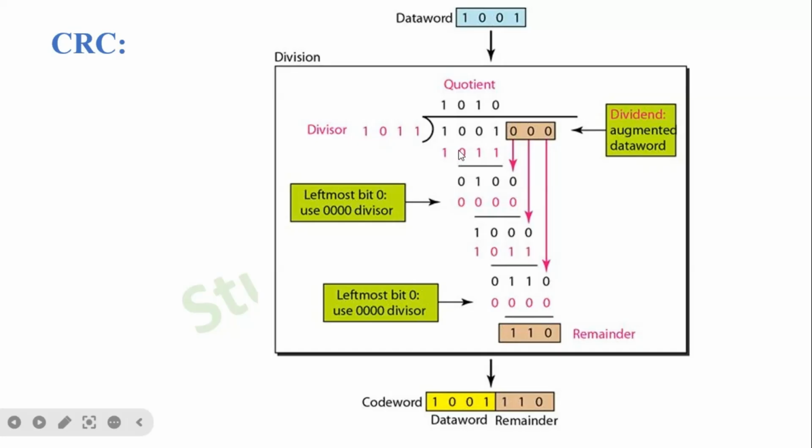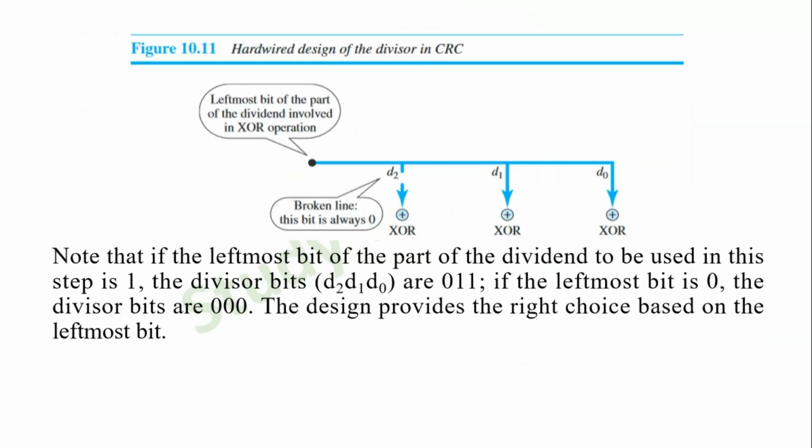Once we are concentrating on this, only this is possible or this is possible, correct? As I said just now, that is 011 or 000. If you see again here, the leftmost bit is 0 again. So this broken line says it is always 0 and this is ignored. The leftmost part of the dividend involved in the XOR operation, we are leaving it just because 1 XOR 1 is 0 and 0 XOR 0 is 0. So we are leaving that.